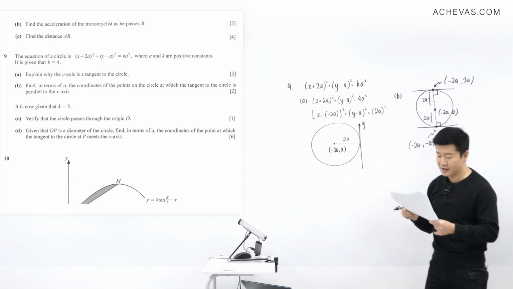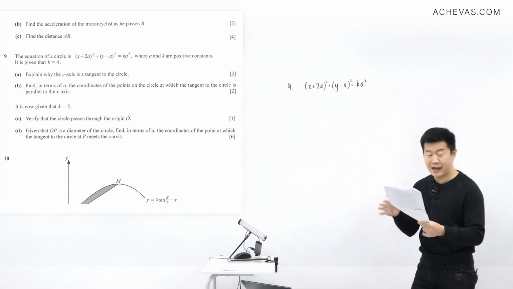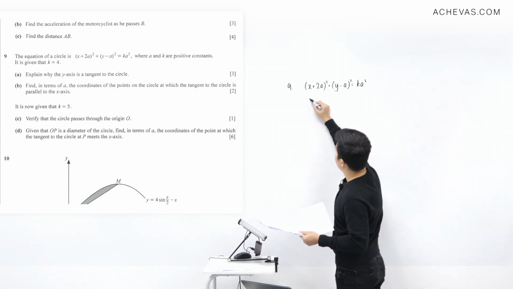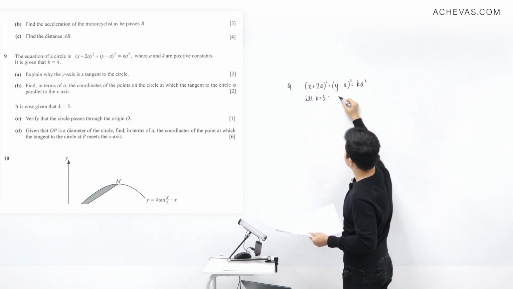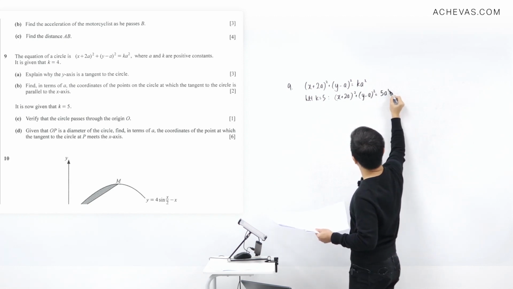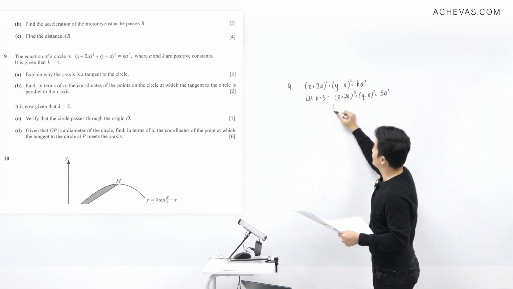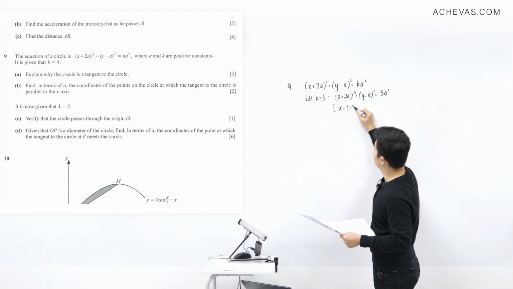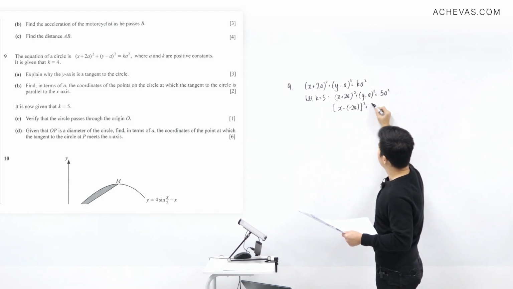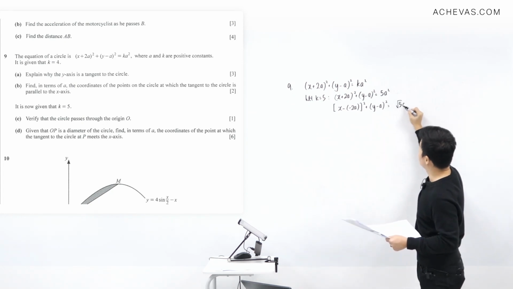The next part requires us to let k be equal to 5. So I'm going to let k be equal to 5, which means that the equation of the circle will be (x + 2a)² + (y − a)² = 5a². Let me rewrite this so that it reflects the equation of a circle better. Just like what we did previously, it is (x − (−2a))² + (y − a)², and the radius is √5 a.